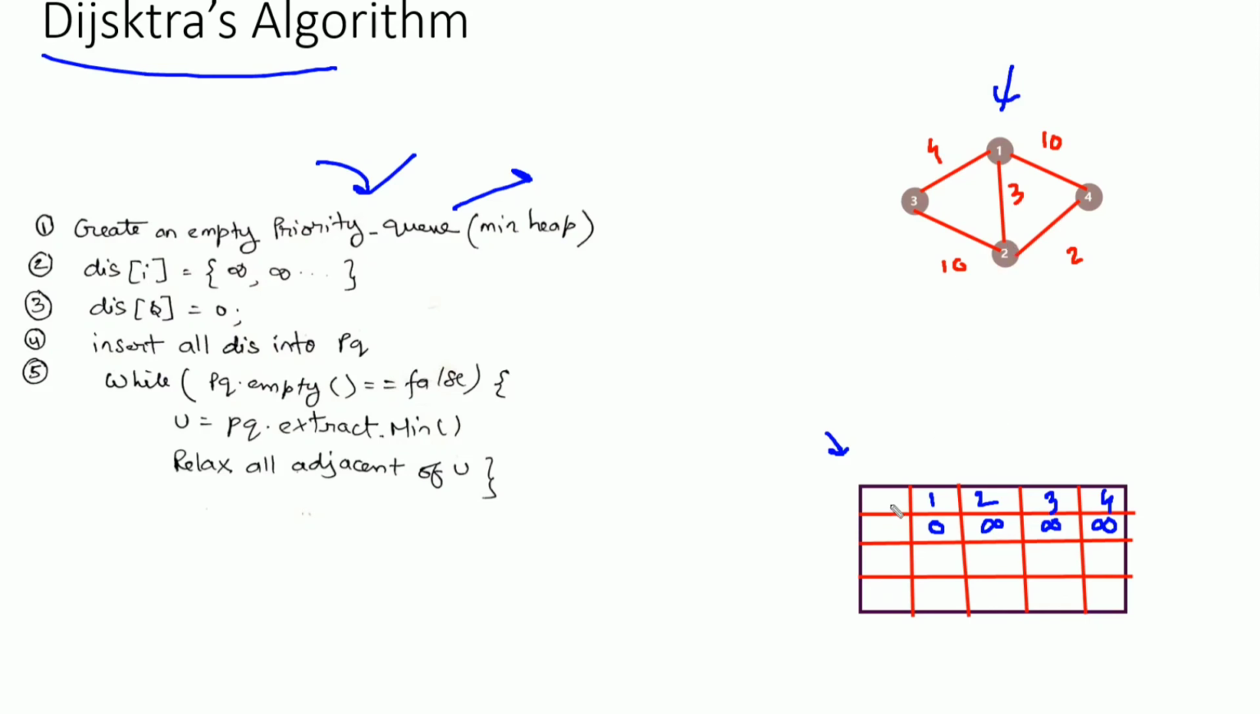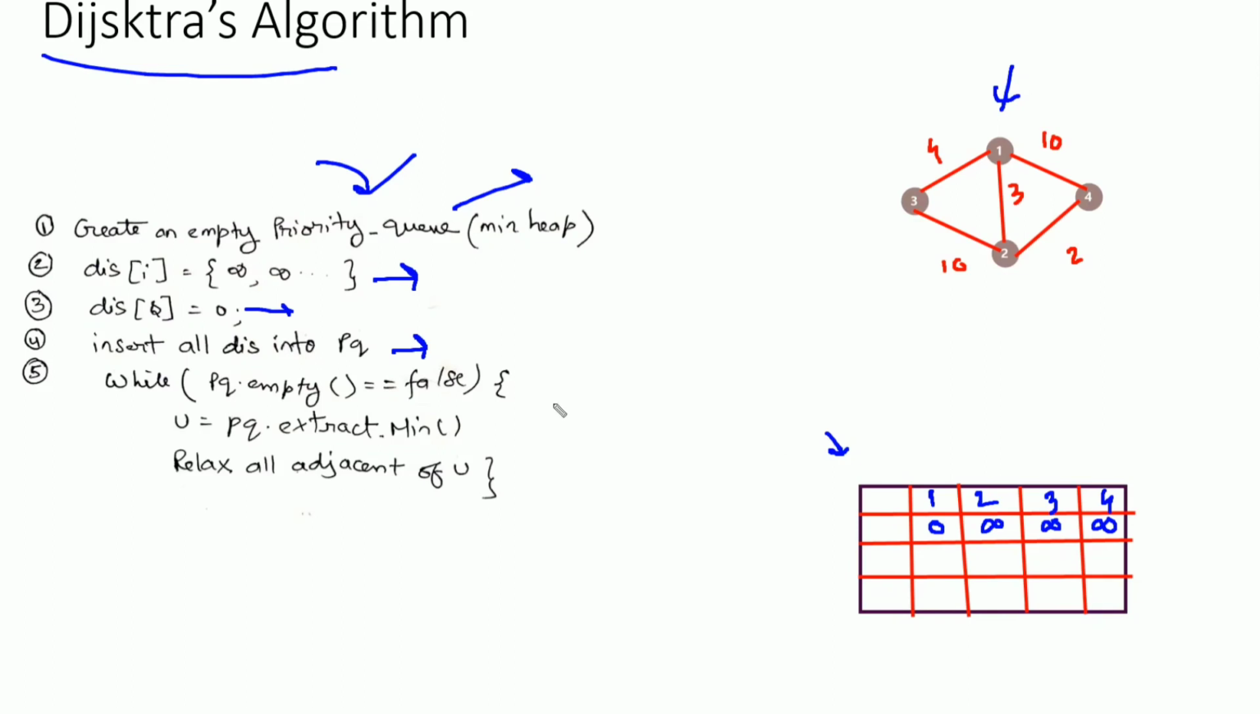Initially, I have created the priority queue, then I have created a distance array which will store the distance value of each vertex. For the source vertex it will be 0, and for all other vertices it will be infinity. In this priority queue, which is a table-like structure, for vertex 1 the distance is 0 because it is the source vertex, and for 2, 3, 4 it's infinity. So I insert all the distances into the priority queue.